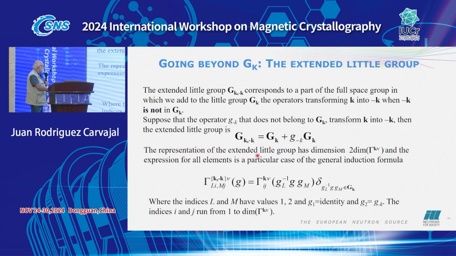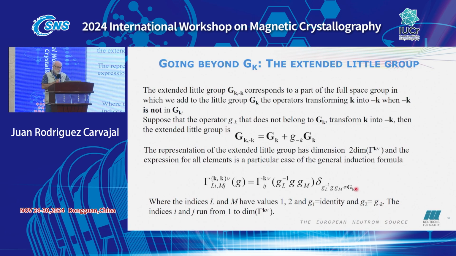This is the composition of the extended little group in terms of the little group. And the representation of the extended little group has dimension at least 2 times the dimension of the representation of the propagation vector group. This is a particular case of the general expression of the induction formula for constructing the matrices of the full space group. Well, you can study that in the literature. You can find the way of working with that.